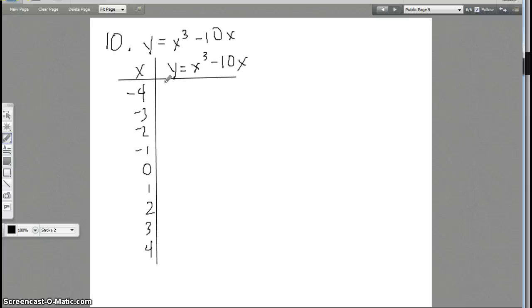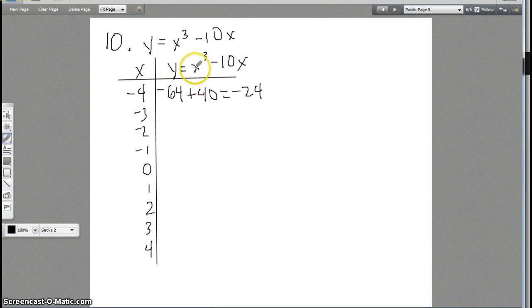Okay, so looking at number 10, again, we have our x values written on the left side, and we need to figure out what y is. So negative 4 cubed is negative 64, and then minus 10x. 10 times negative 4 is negative 40. We're subtracting a negative 40, so that means we're adding 40. That's negative 24. Be very careful of your signs here.